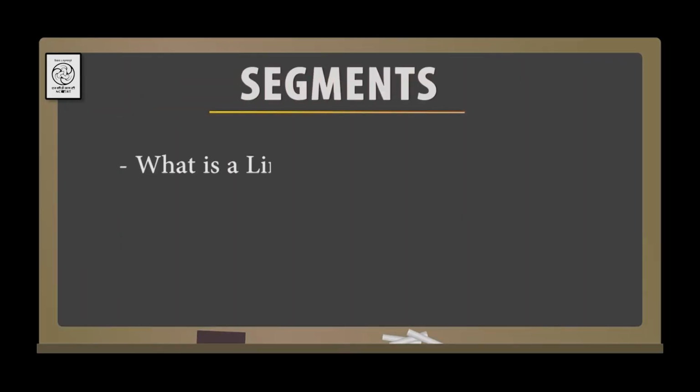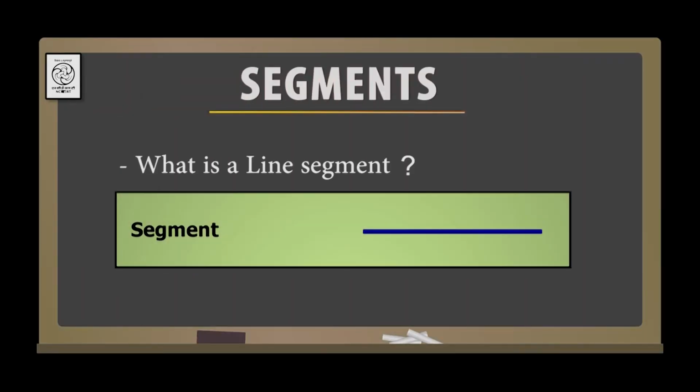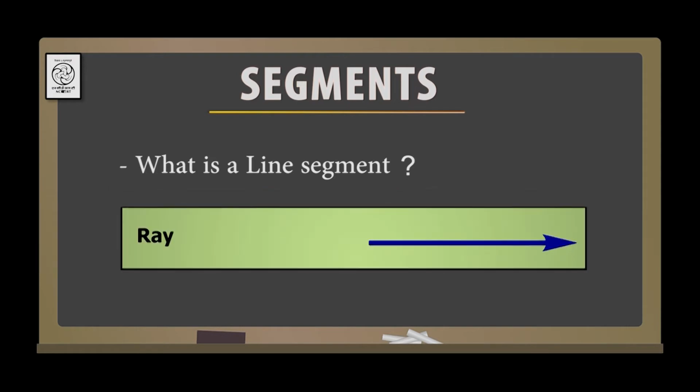Segments. What is a segment? When we have 2 points and the line joins these 2 points, we call this a segment. Like F and G are two fixed points, and the line segment joining the two is called the segment FG. Here is an example of a ray. A ray extends to infinity in one direction. That is shown by this arrowhead. So HI is a ray. It starts from this point H and extends to infinity in one direction.